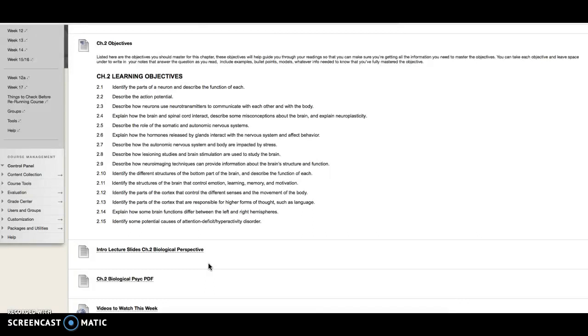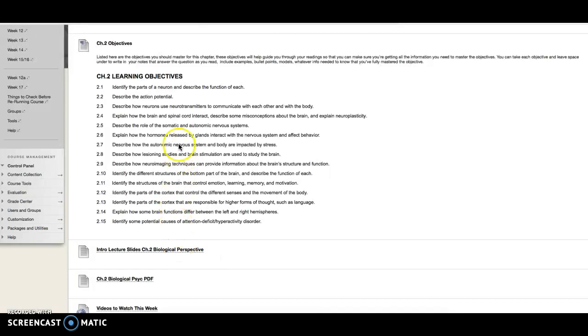Now, again, a couple people asked, what should we be doing with these objectives? They're just there for you to use as a means of studying. So if I were to give a study guide for the chapter, this is what it would look like. In fact, that's what I do with my in-class classes.